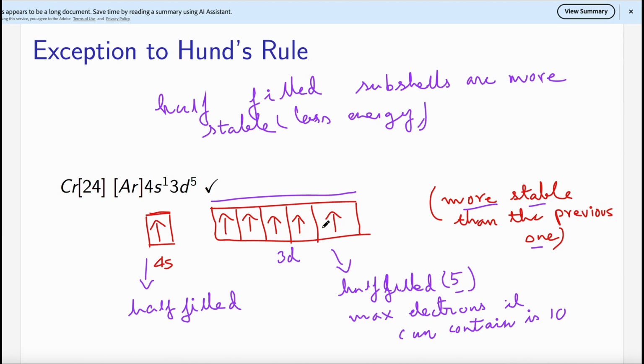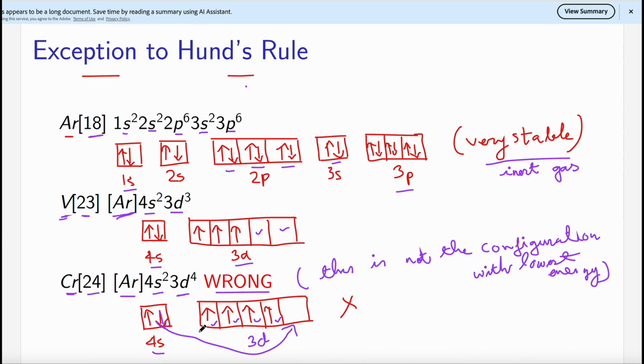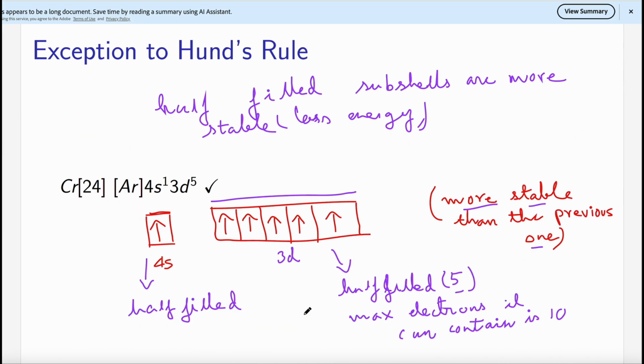That's why this is preferable to the other one, where the 4s is full but the 3d is not half filled. Half filled subshells are more stable, so that's why this is the electronic configuration for chromium, and that's why it is called an exception to Hund's rule.